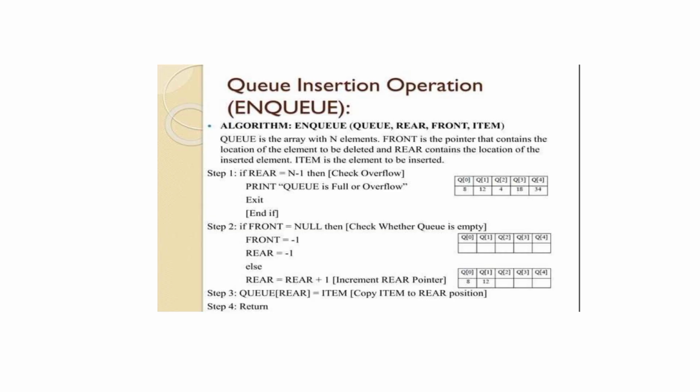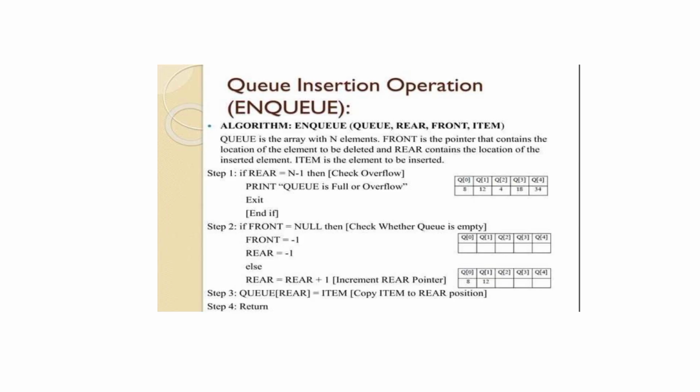In this example you can see in step 1 we are checking whether the queue is overflow or not. In this first example the queue size is 5, so the queue is full. The condition is rear, and the rear will point to the fourth index. So rear value 4 equal to n minus 1, that is 5 minus 1 which is 4, so 4 equal to 4, the condition is satisfied, and it will print the queue is overflow or full.